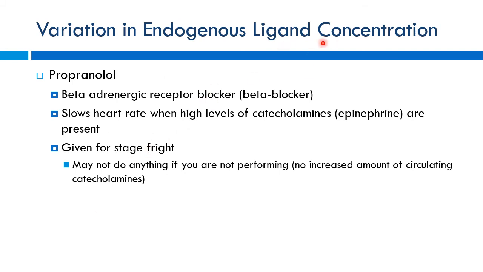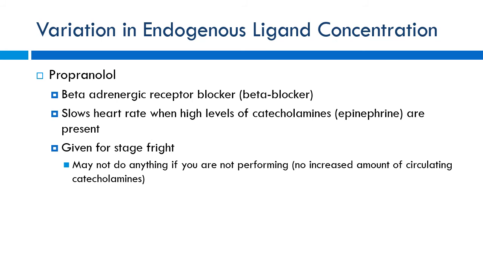Looking at the endogenous ligand concentration, this is where, for instance, I have a drug like propranolol, which is a beta blocker, right? So where do our beta receptors lie? Anyone know? The heart's a big one, right? So beta 1 or 2, anyone know? Beta 1. So beta 1 is the big adrenergic receptor you're going to find on the heart that increases contractility, increases heart rate.